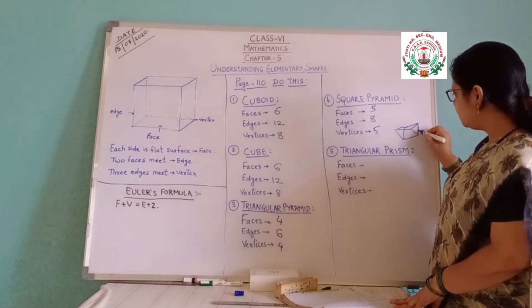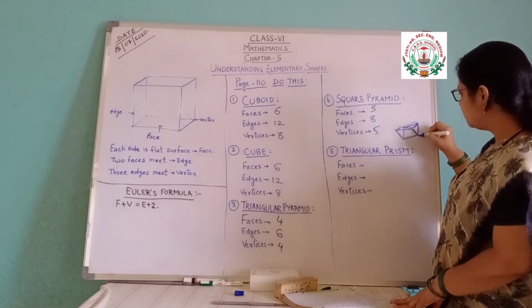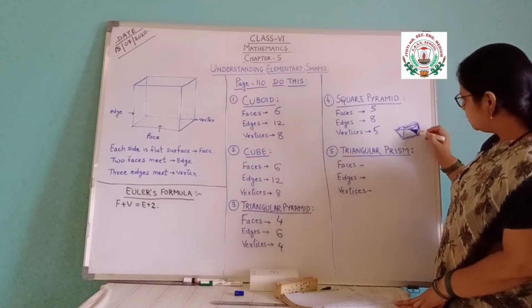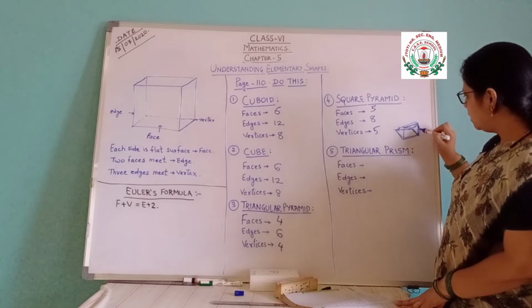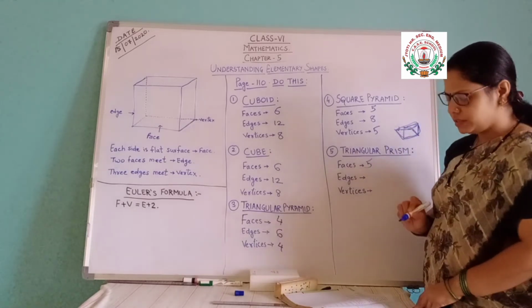So this is one base. This is the second base. This is the third base. This is the fourth base. 1, 2, 3, 4. This one is the 5. Total 5 faces will be there.